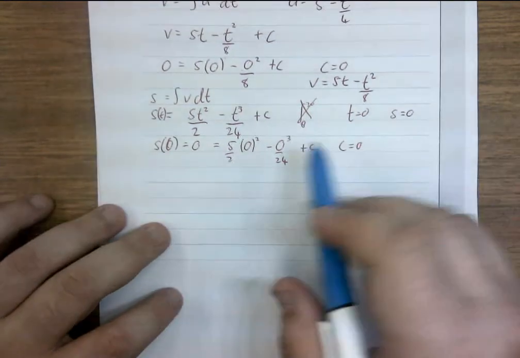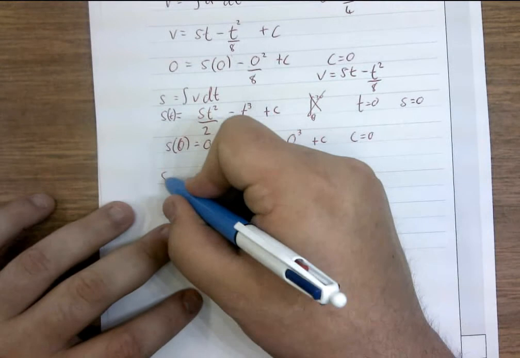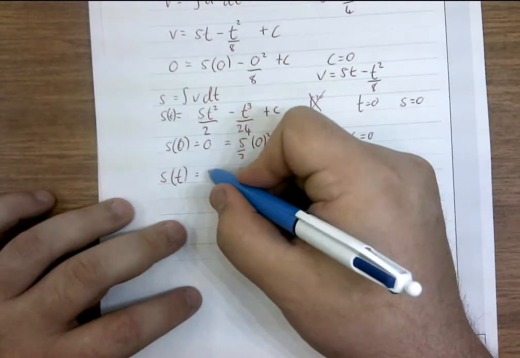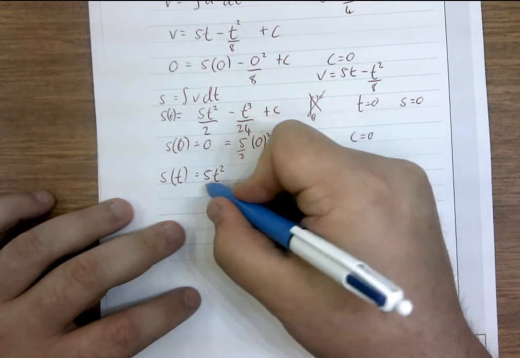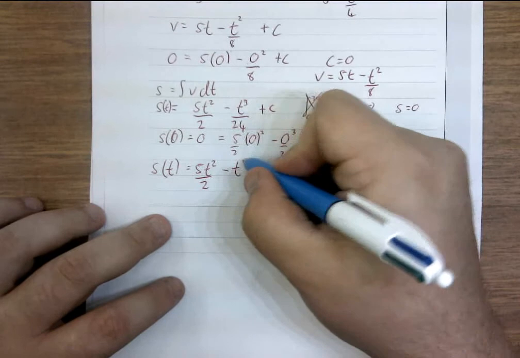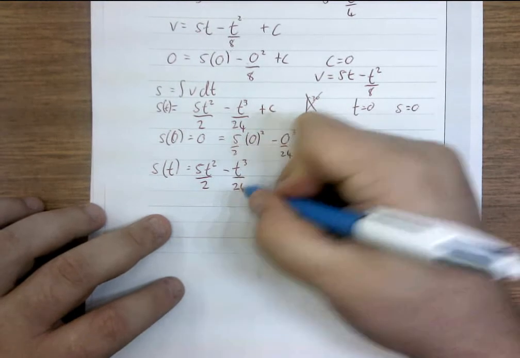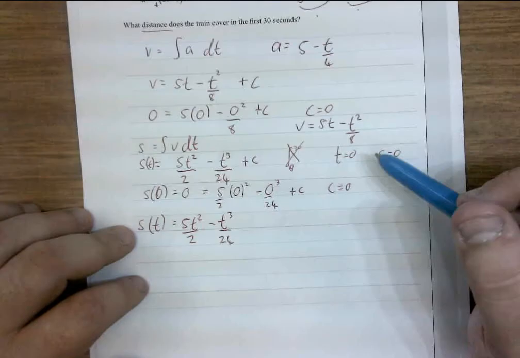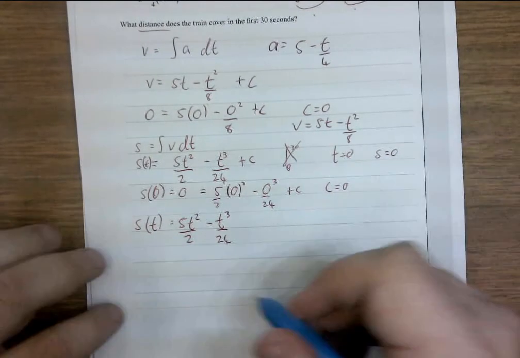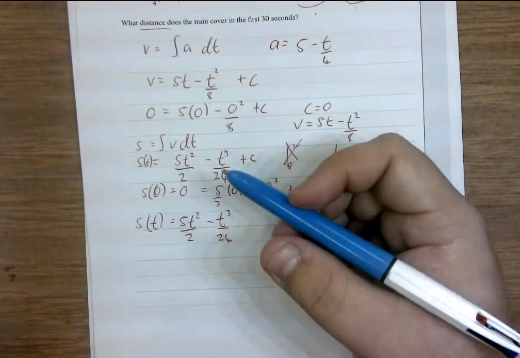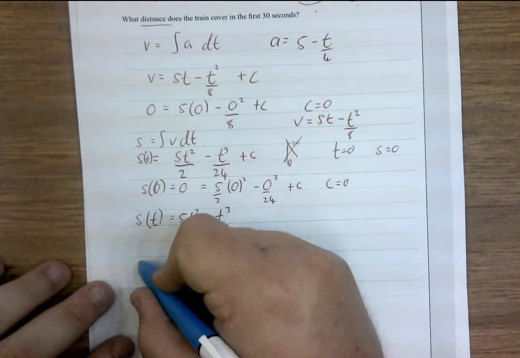and now I know that my equation s of t is equal to 5t squared over 2 minus t cubed over 24. What distance does a train cover in the first 30 seconds? T is equal to 30. So all I have to do is plug t is equal to 30 into my distance equation.